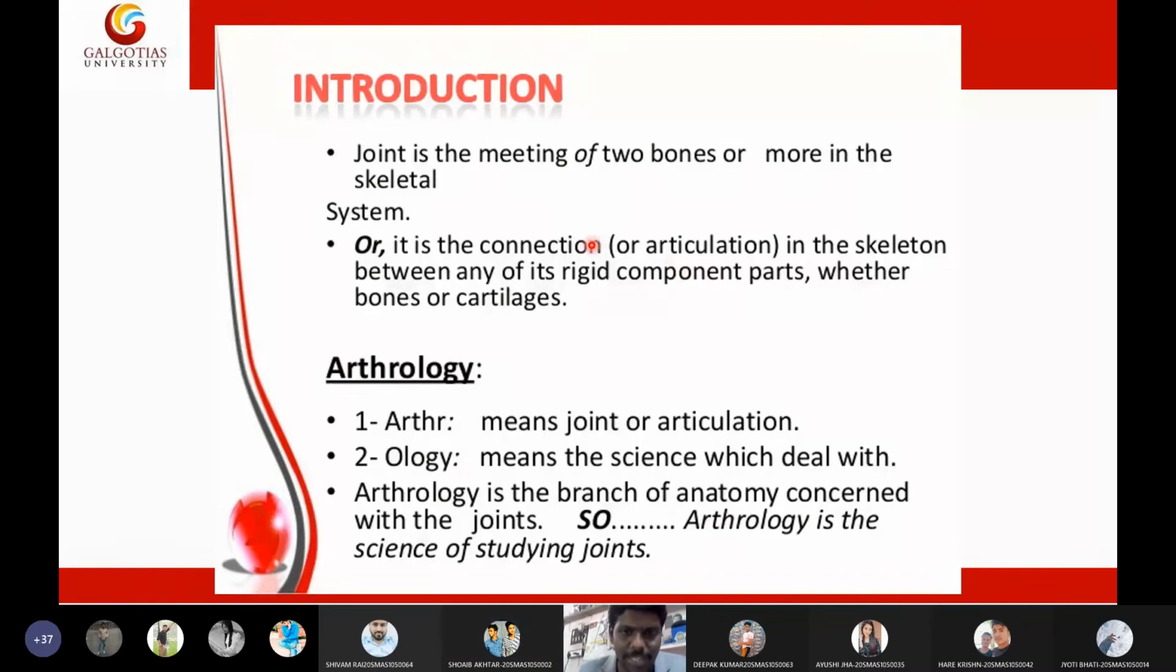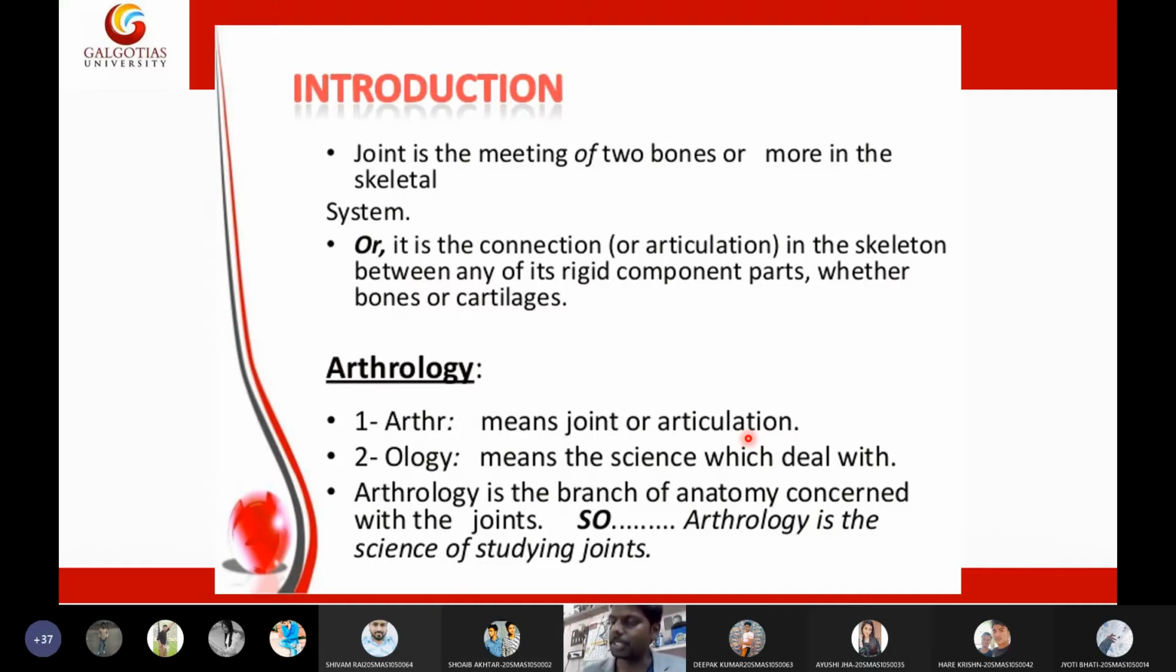Articulation, as the name suggests, means connect. From here we have taken the word arthrology. Arthro means joint, ology means study. So the study of joints is called arthrology. Arthrology is a branch of anatomy concerned with the joints. Sometimes we spell it ortho, orthopedic. An orthopedic is someone who studies bones. The study of joints is called arthrology.